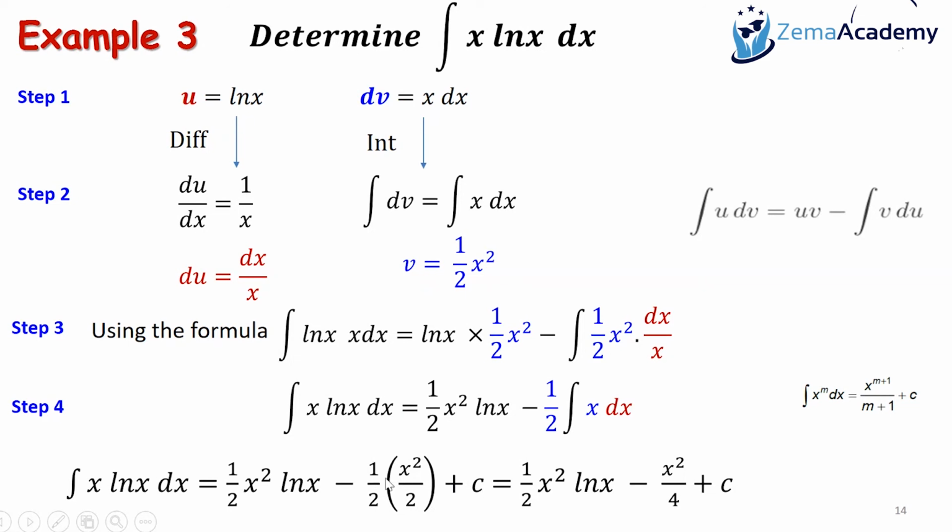And now this can be solved easily because it will become x squared by 4. So in the next step, you can see that half x squared into log x minus x squared by 4 plus c is the answer.